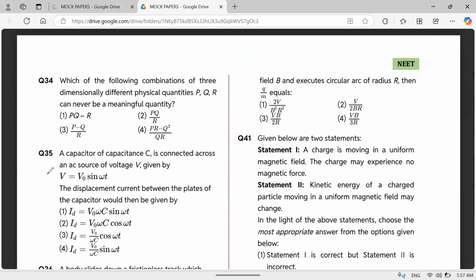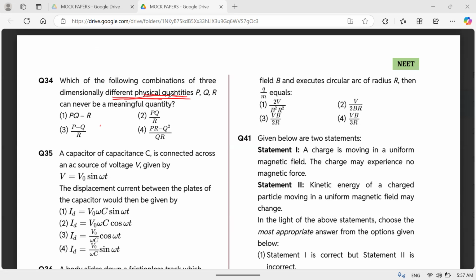Question number 34. Can anyone try it? Which of the following combinations of three dimensionally different quantities P, Q, R can never be a meaningful quantity? Anyone? You know that you can add or subtract only the same physical quantity. You cannot add or subtract different physical quantities. Now the problem is telling that all of them are different physical quantities, so you can't add and you can't subtract them.